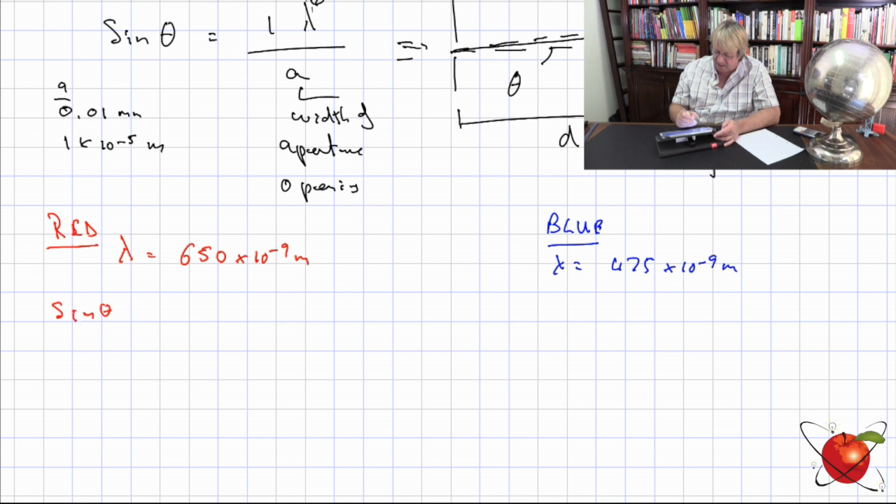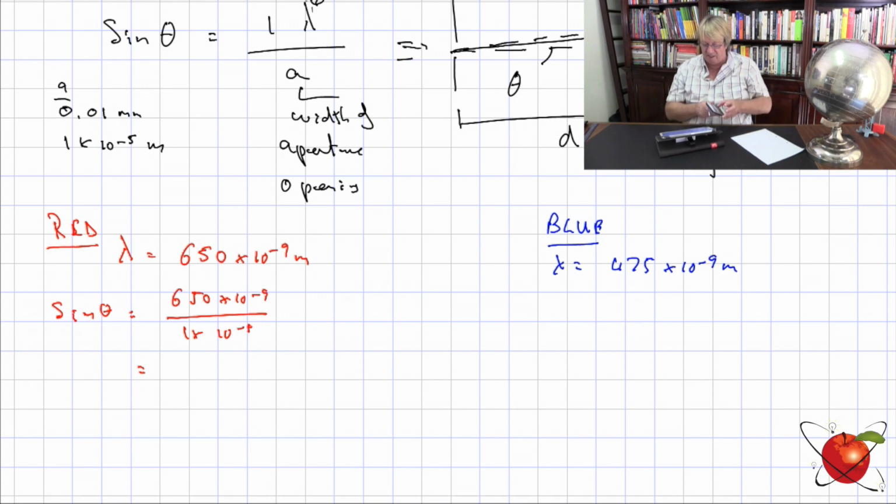Sine theta is going to be, we've got here lambda, which is the wavelength, 650 times 10 to the -9, divided by 1 times 10 to the -5. Let's see what we get. 650 times 10 to the -9, what's that? That comes to 0.065.